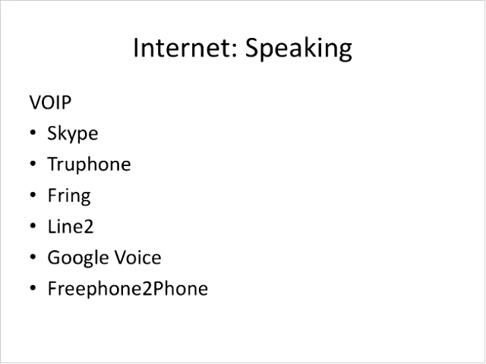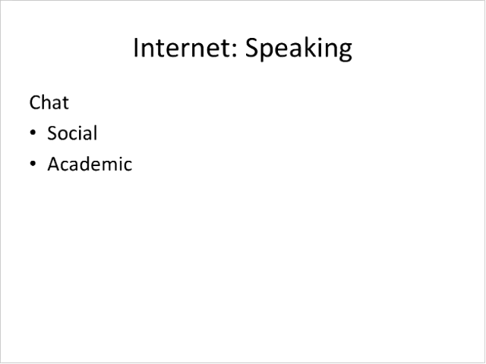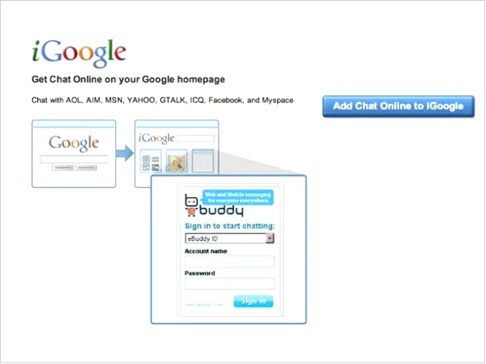So under VoIP you have Skype, TruePhone, Fring, Line 2, Google Voice, Free Phone to Phone. Not all are available in every country. Not all are available with every computer, but see what's available. This will be one of the hardest things for students to do on their own. Chat, we have both social and academic. For chat online on your Google homepage, you need to have a Google account, and then you need to have a video like we do now.